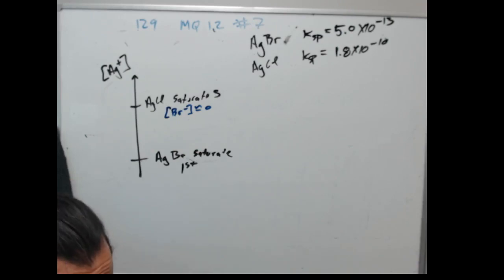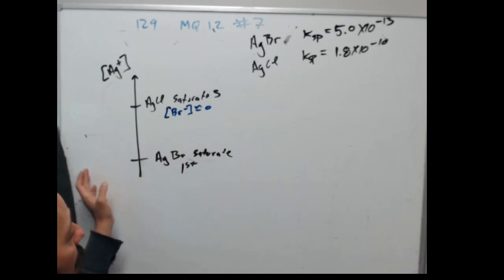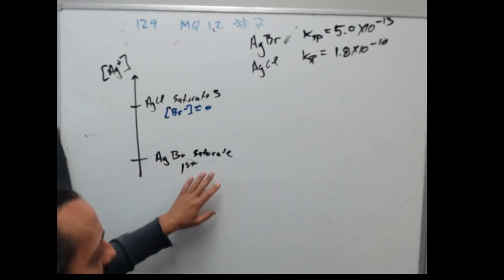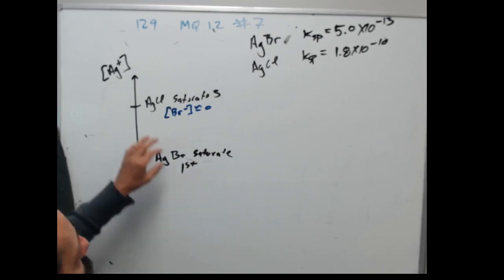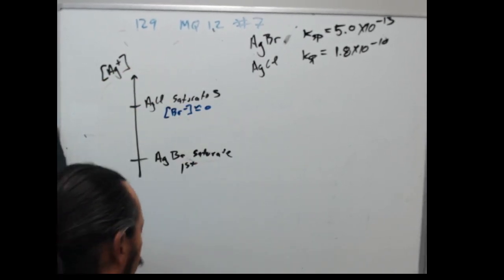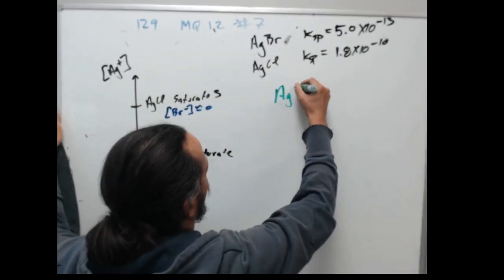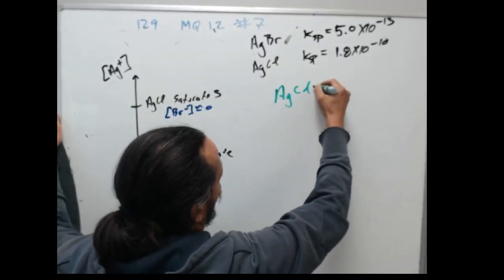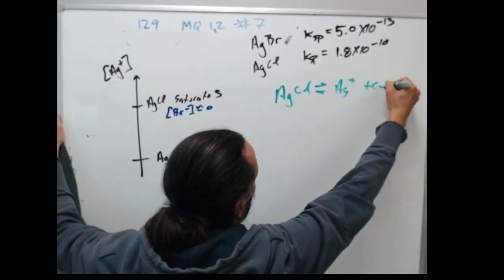So we just have to do 2 equilibrium tables. There's nothing in the problem asking about the silver ions to saturate bromide, so I'm going to skip that one. I'm just going to do silver ions to saturate chloride and then how much bromide is actually left. So I'm going to set up AgCl goes to Ag plus Cl minus.